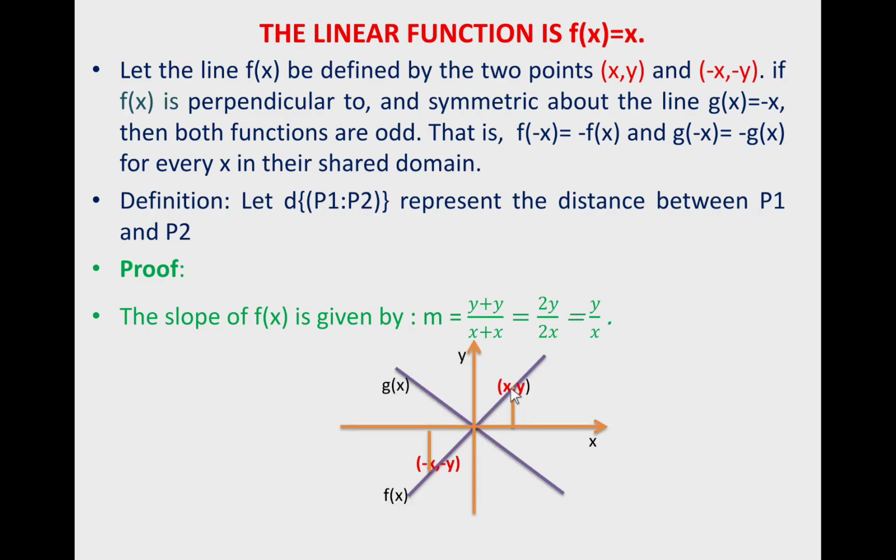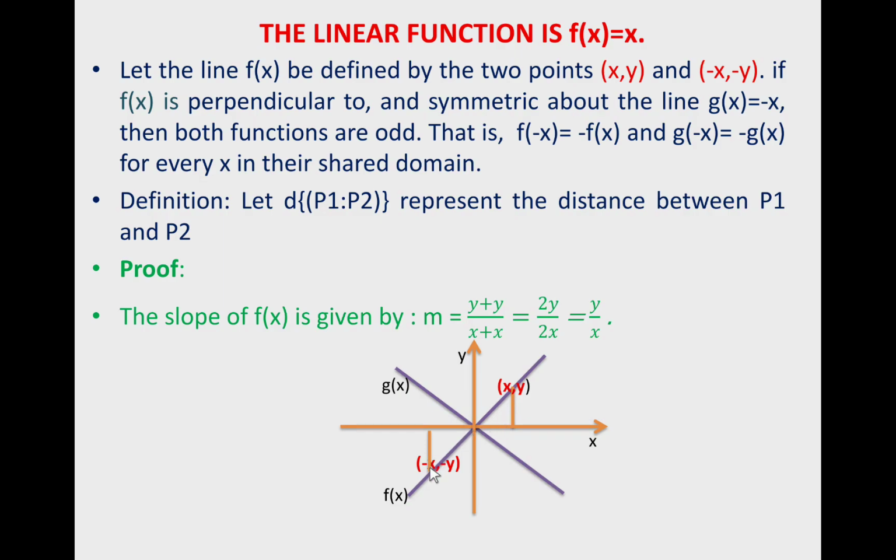X comma y is one of the solutions of f of x, so it's a point that lies on the f of x plot. So we're going to go ahead and draw a line that's vertical and perpendicular to the x-axis. So now we will have a right angle triangle, and since we have a right angle triangle, then the distance between x comma y and the origin will be equal to the square root of y squared plus x squared.